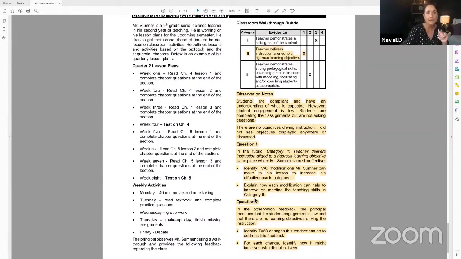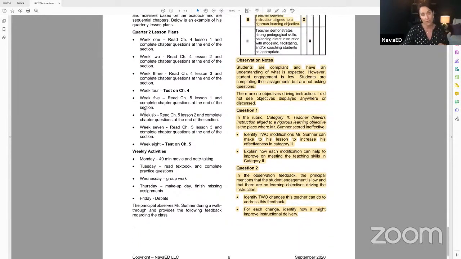Okay, so then I'm going to go in here and read this. Now I'm going to sum it up for you real quick. Basically, Mr. Sumner is a social science teacher, and here are his lesson plans. Read the chapter, answer chapter questions. Read the chapter, answer chapter questions. Read the chapter, answer chapter questions. This is already starting to put a red flag up that we have issues in terms of how to engage students.